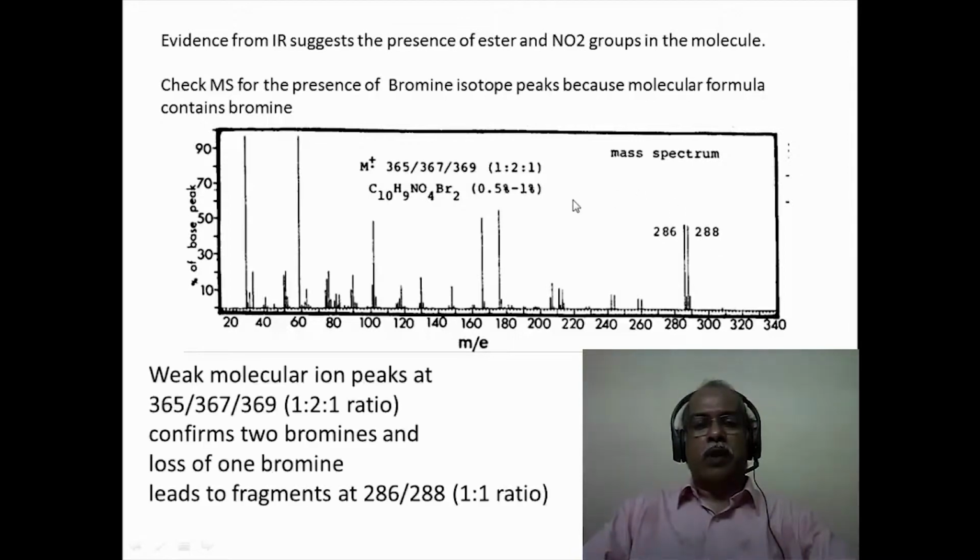If the molecule loses one bromine atom at a time, then this will be a mono-bromo derivative. So the fragment, because of the loss of one bromine, corresponds to 286 and 288 in the ratio roughly 1:1. Now the rest of the peaks are not labeled here as to the m/z value. For example, this would be 59 and this is something like 30, and there are peaks around 168 and 176 or so. Let us come back to these questions a little later.